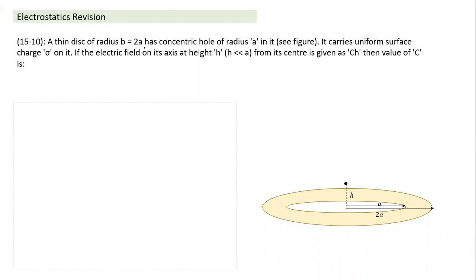Outer radius is 2a. The inner radius which has been cut and removed is radius a. It carries a uniform surface charge sigma on the surface. So this is where the surface charge is. We need to find the electric field at a height h from its center, perpendicular to its plane. And so how do we calculate the field here? There are two ways. Either, if you remember the formula for a circular disk, the formula for a circular disk at a height z is something like this. The field at a height z is equal to this.